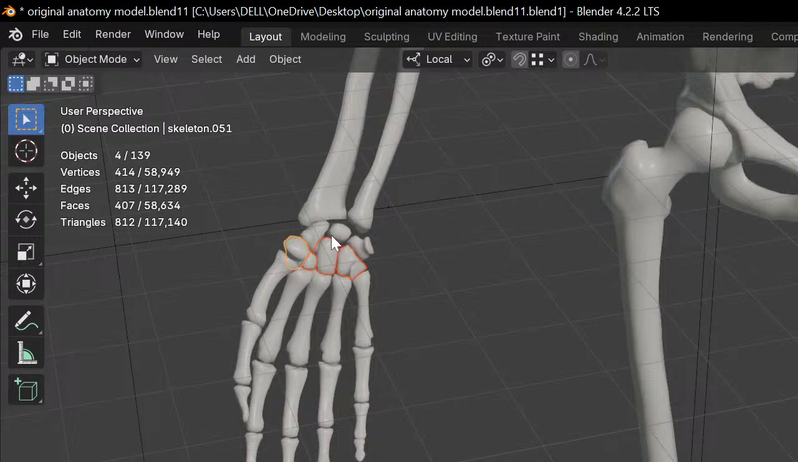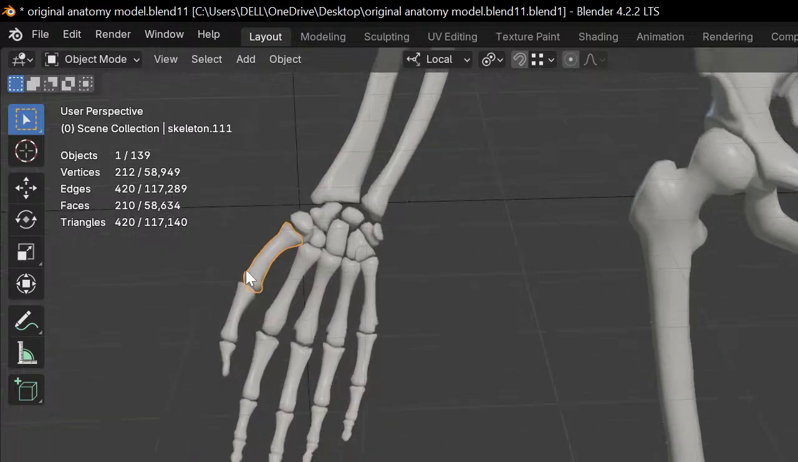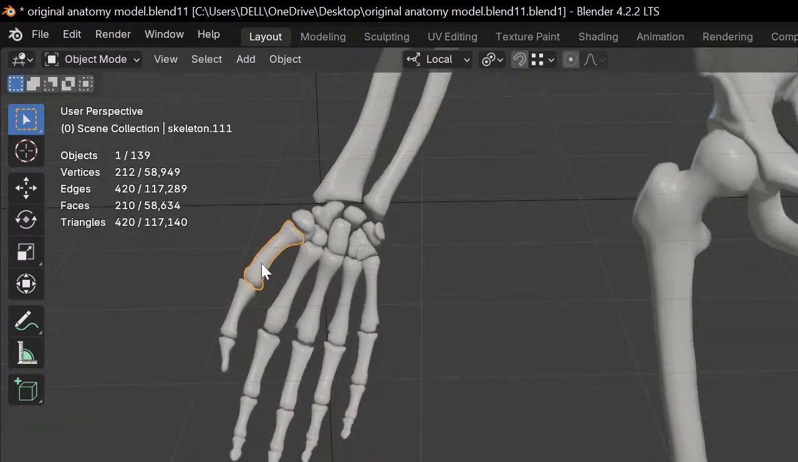So after the carpal bones, we have the metacarpals. So we have 5 metacarpals. We usually number them from the outer side to the inner side. So we have the first metacarpal, second metacarpal, third metacarpal, fourth metacarpal, and the fifth metacarpal. So these 5 bones form the bony framework of the palm.